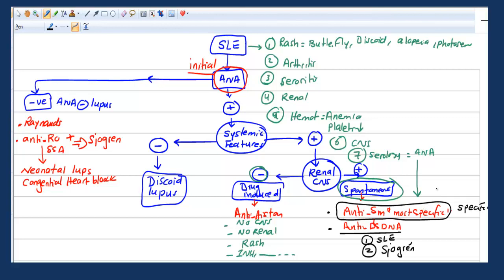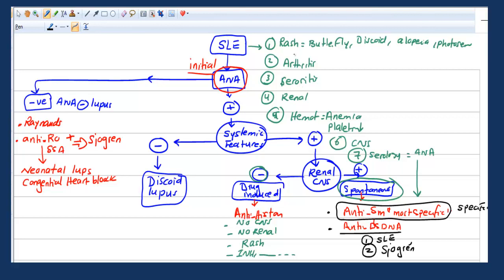And he may give you 2 or 3 of them, and then he will ask you whether the patient needs ANA or not. If you calculate more than 4, go with ANA. If less than 4, you will not go with ANA.